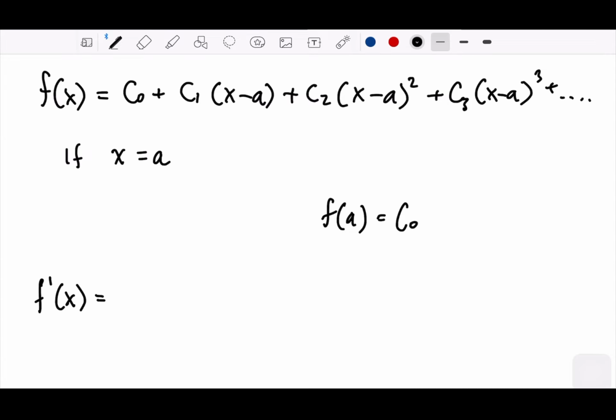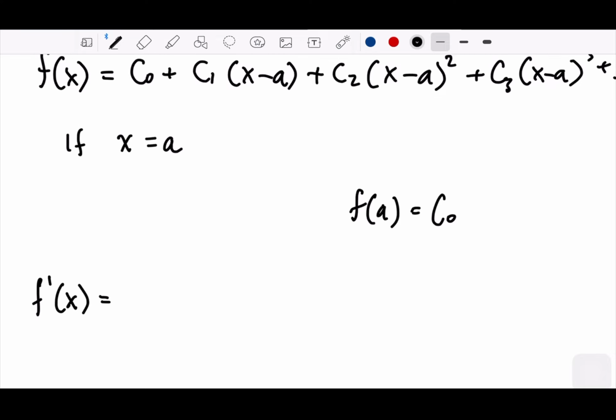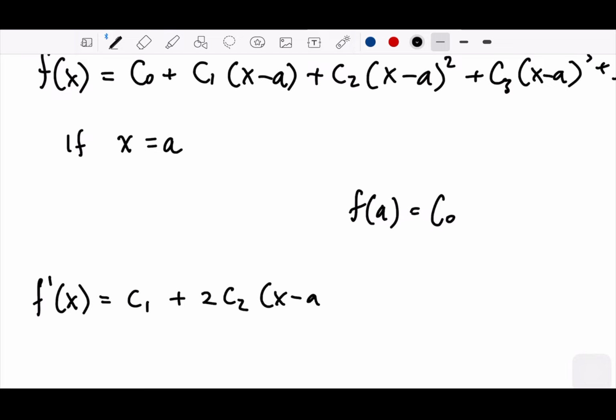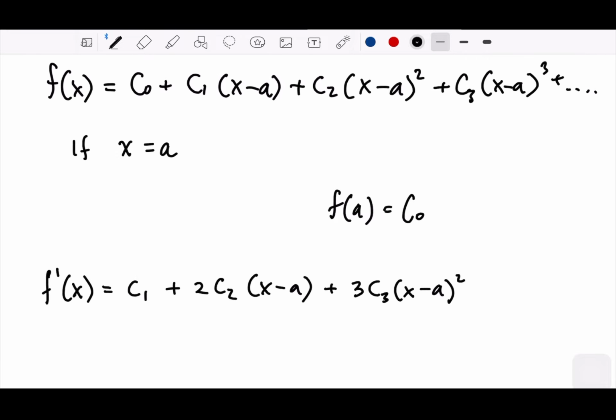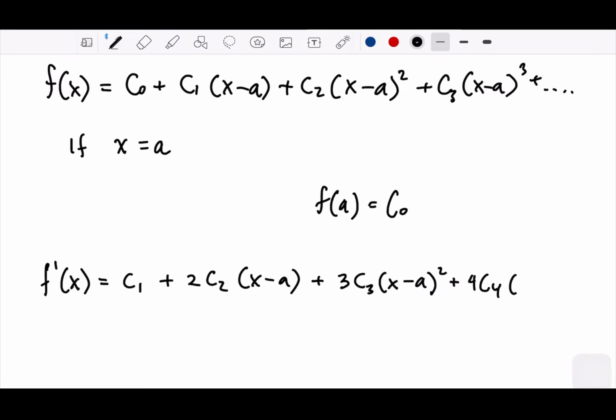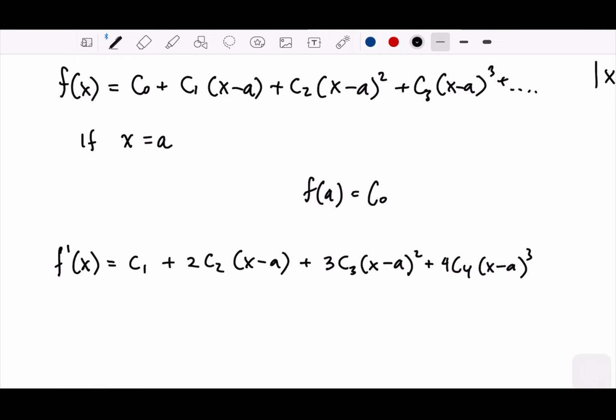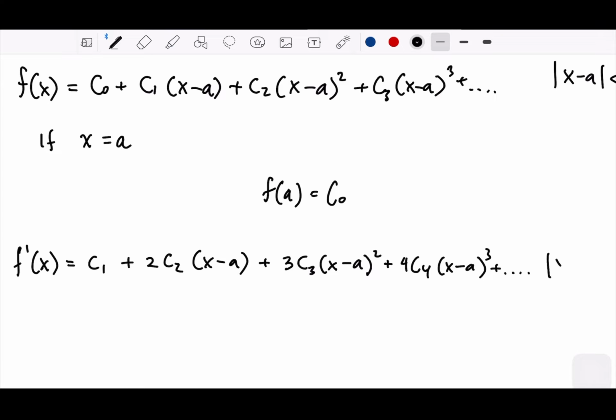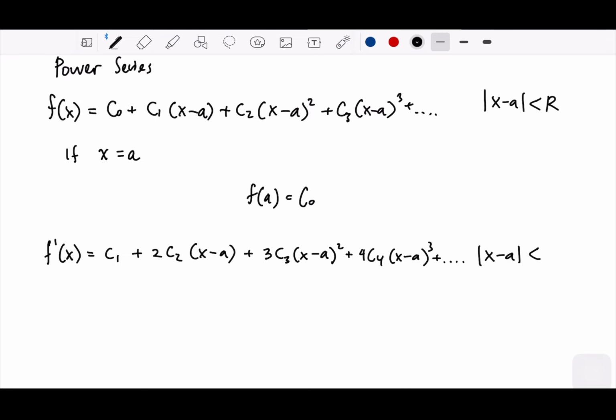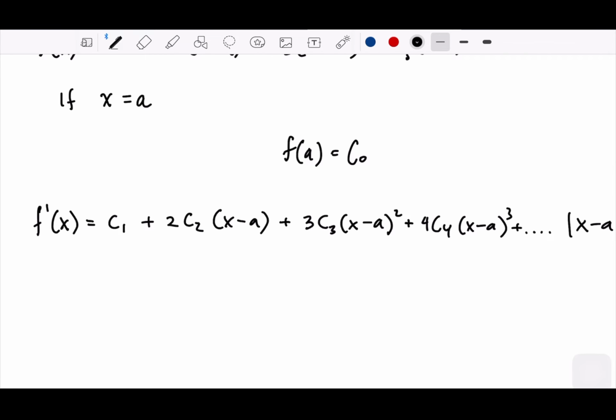So with Taylor and Maclaurin, it seems that the series starts to relate the function and its derivatives, and what the relations are between those derivatives and the series itself. So if we differentiate, we get C1 plus 2C2 (x minus a) plus 3C3 (x minus a) squared plus 4C4 (x minus a) cubed, and plus, of course, still the same ratio. Okay, now this is the first derivative.